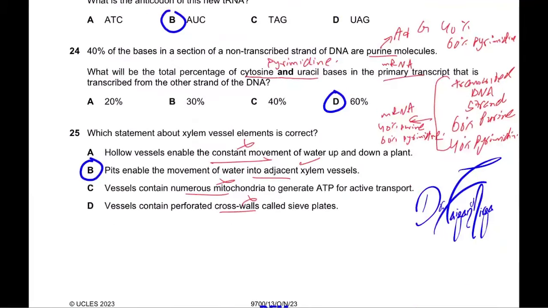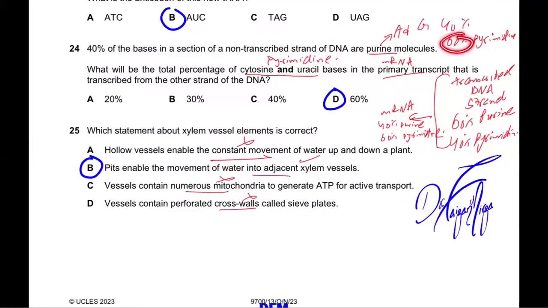40% of the bases in this section of a non-transcribed DNA strand are purine molecules, which means adenine and guanine are 40%, so 60% must be pyrimidine. That actually is what they're asking. What will be the total percentage of cytosine and uracil bases in the primary transcript? So cytosine and uracil are pyrimidine bases. So in the primary transcript of mRNA from this DNA, it must be the remaining ones, 60%. So that's pretty straightforward. Okay.